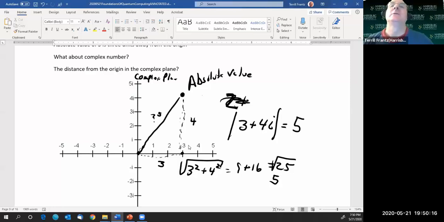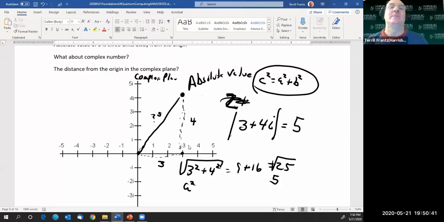Is that sweet? So we go back to the Pythagorean theorem, you know the one I'm talking about. The hypotenuse, the whole a squared plus b squared equals c squared, or as I've seen it lately, c squared equals a squared plus b squared. That's all we're doing here. So the absolute value, or the modulus of z, is a squared plus b squared, and you take the square root of that. Pretty sweet. Not a big deal.